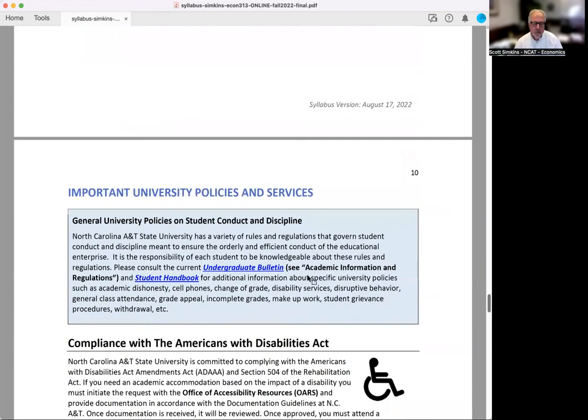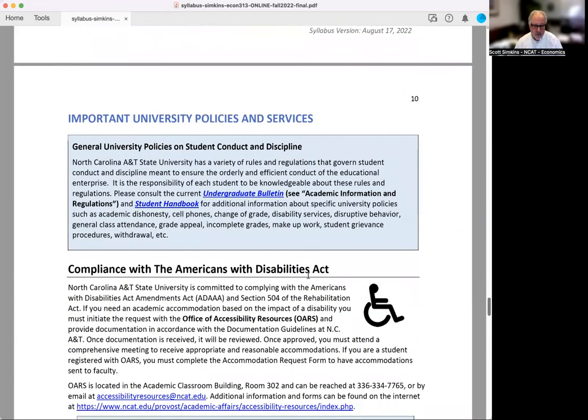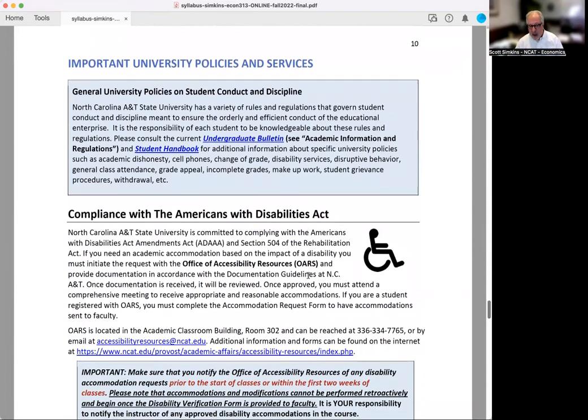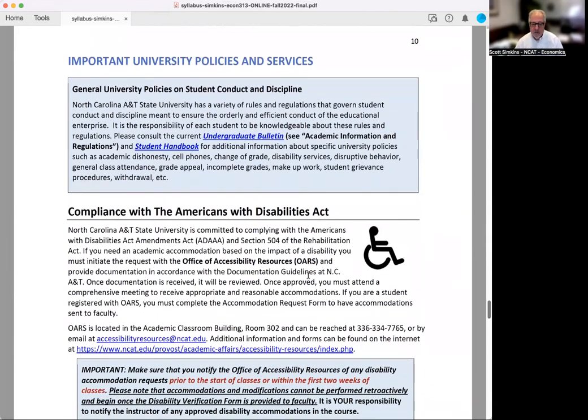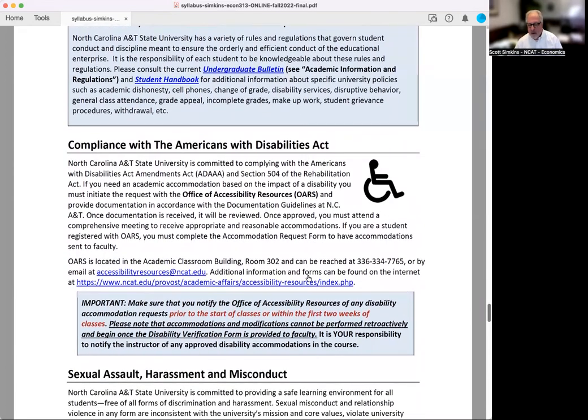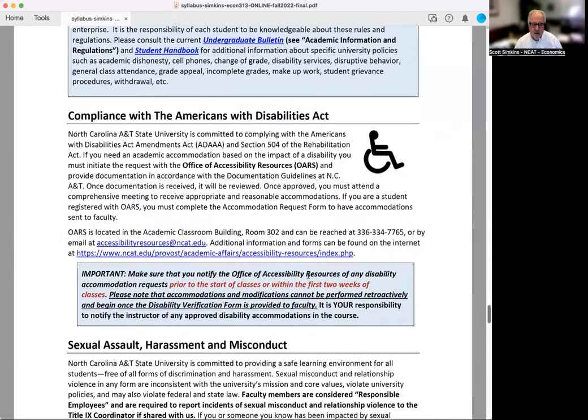And then there's a section on important university policies and services as well. The ADA, Americans with Disabilities Act. We have an Office of Accessibility Resources. If you have any kind of disability accommodation request, those need to happen early in the course, at the start of the course. They aren't retroactive to earlier in the course. And I've provided links here in terms of who you need to contact in order to get that set up, and in terms of notifying me as well.